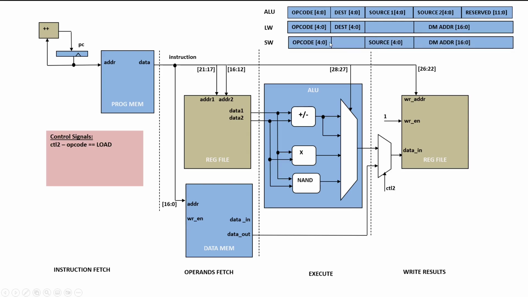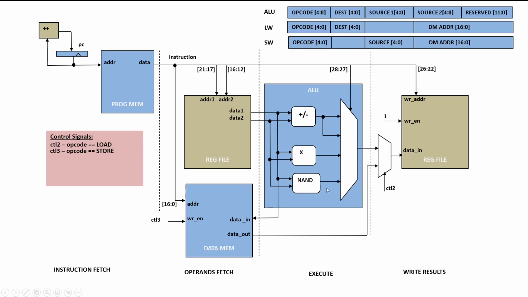Now, similarly, for store word, we want to read a register and write it to the data memory. So we want to connect it to the data in port, and we already know that this source 1 field is reading from here, so we can connect that to data in. And in case of store word, we need to enable this write enable as well. We are representing it as CTL3. So control 3 can be generated by comparing opcode with store word.